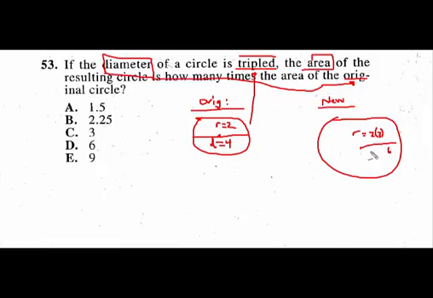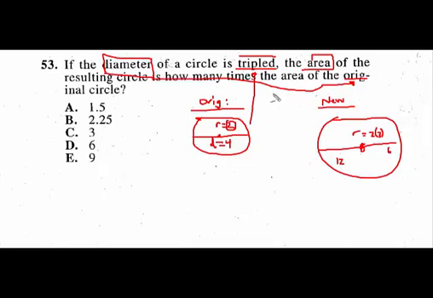And if the radius is 6, that means the diameter is going to be 12. How do we know that's right? If you say radius 2, radius 6, is that 3 times larger? Yes, it is. 4 for the diameter and 12. It's 3 times larger. So this is good information.